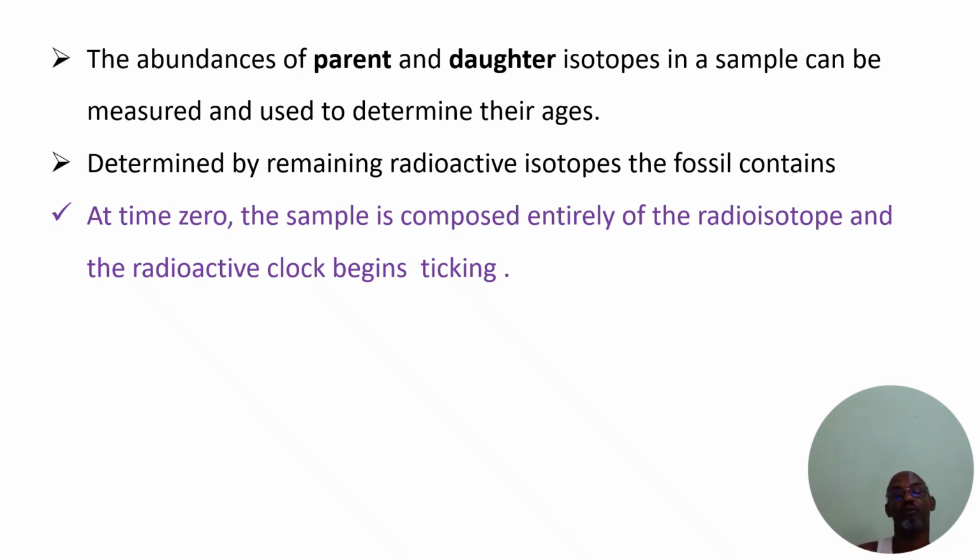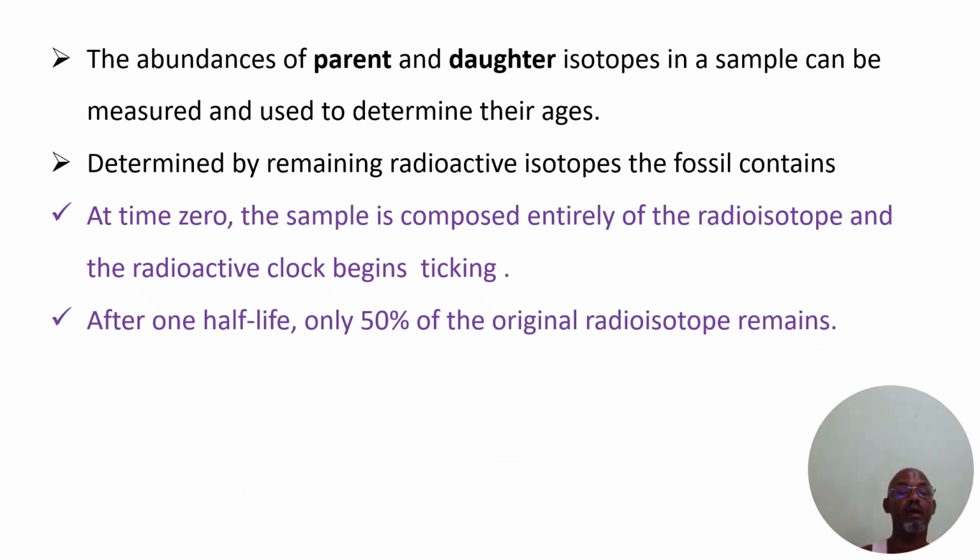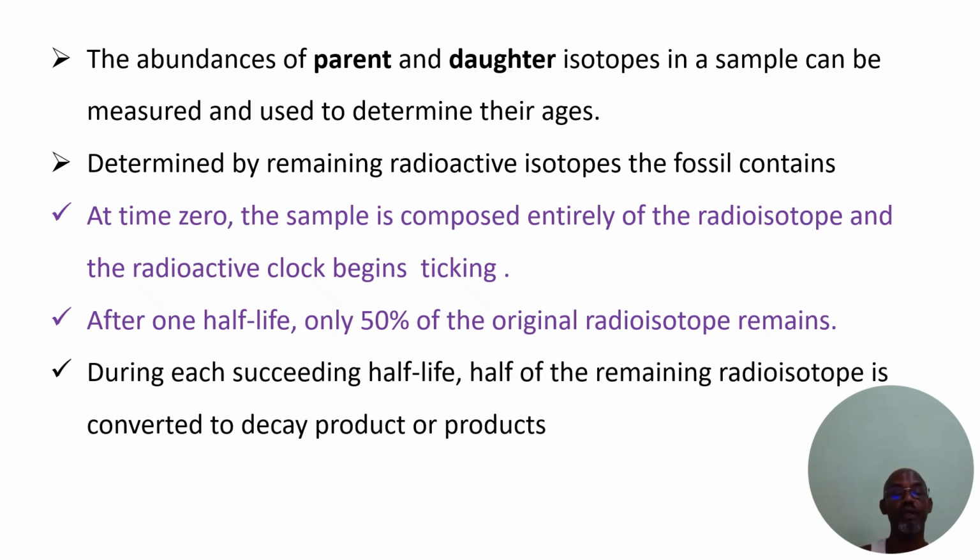At time zero, for example, look, at time zero, the sample is composed entirely of radioisotope, never having undergone decay. And the radioactive clock begins ticking. Then, after one half-life, only 50% of the original radioisotope remains. During each succeeding half-life, half of the remaining radioisotope is converted to the decay product, or the daughter product.